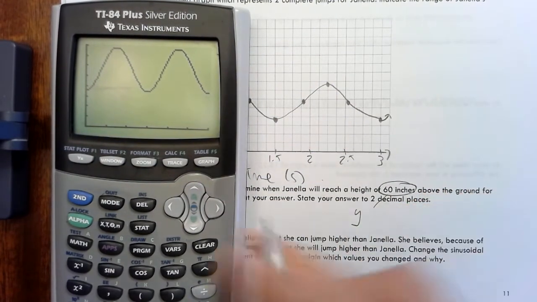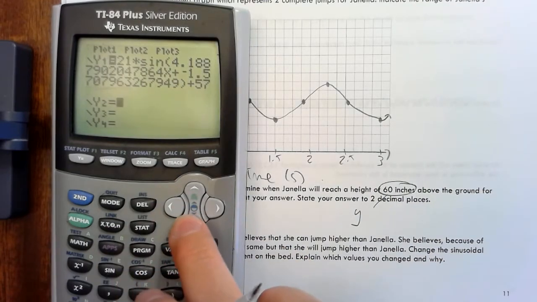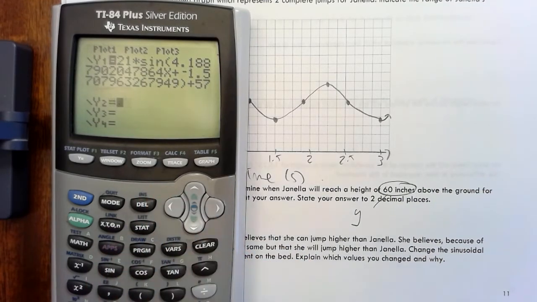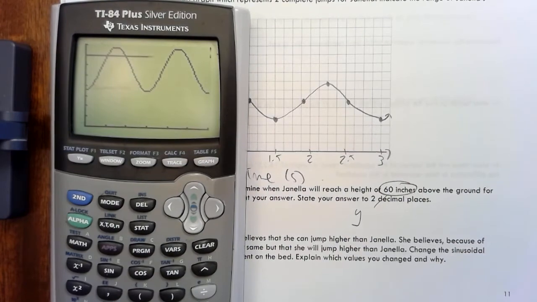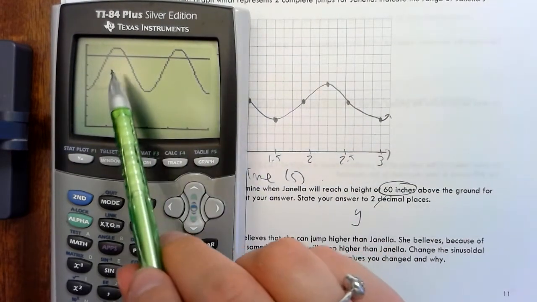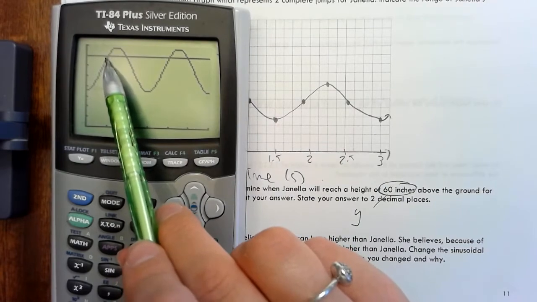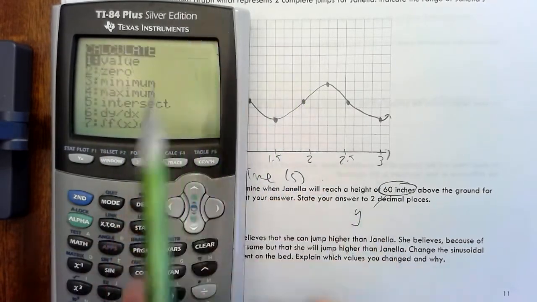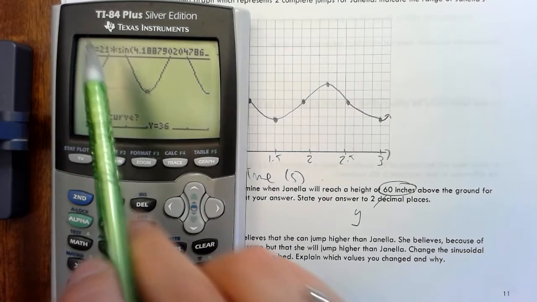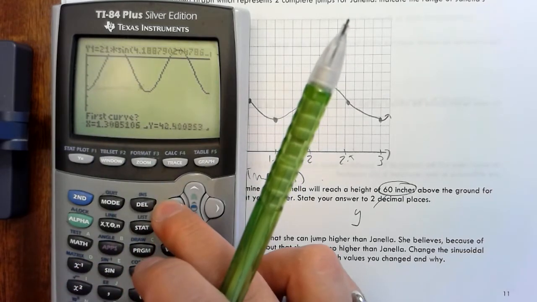Height is a y value. So to find where I have a y value, I need to make another line. Take a look at it. And we hit 60 inches a bunch of times, but they only asked me for the first one. So that's the one I want right there. So second trace, 5 for intersection. I need to get close to that, or else it'll give me a different one.